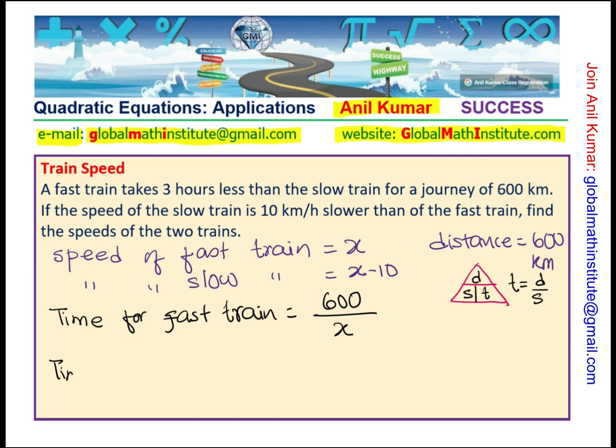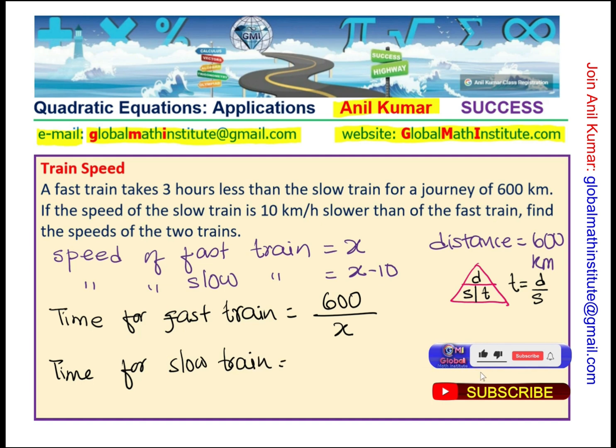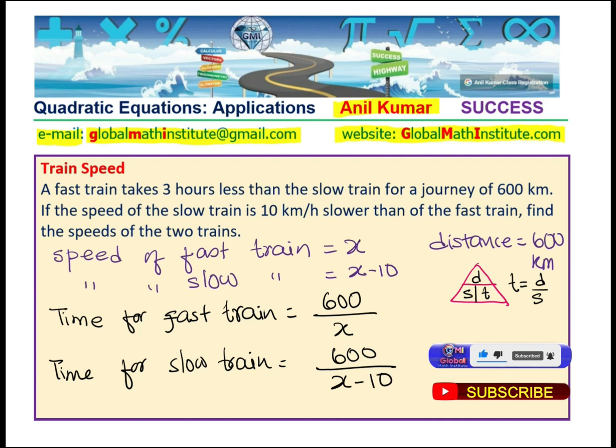Similarly, time for slow train will be the same distance, but the speed is lesser, right? So it takes larger time. And the difference between the two is 3 hours. You get the whole idea, right? So that is how we are going to now get an equation and then solve this particular problem.